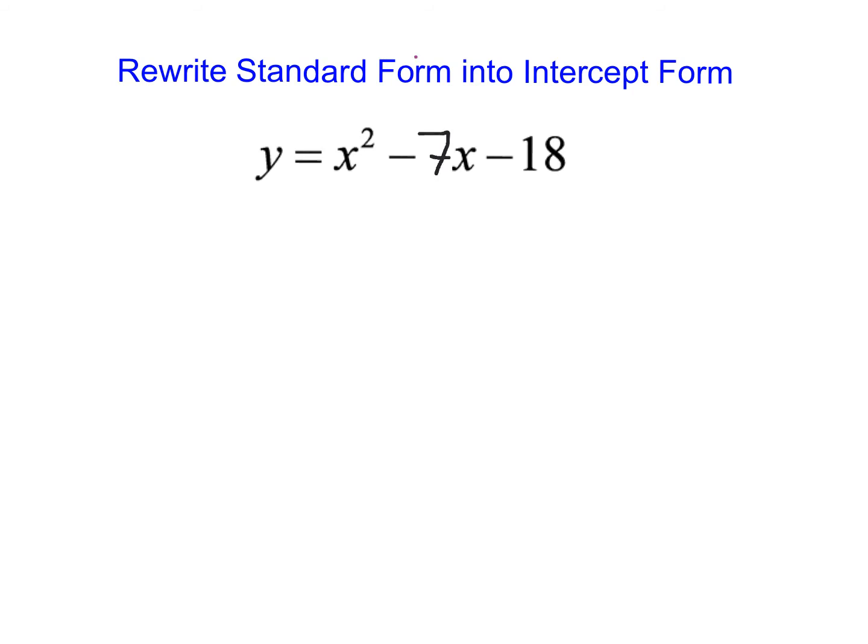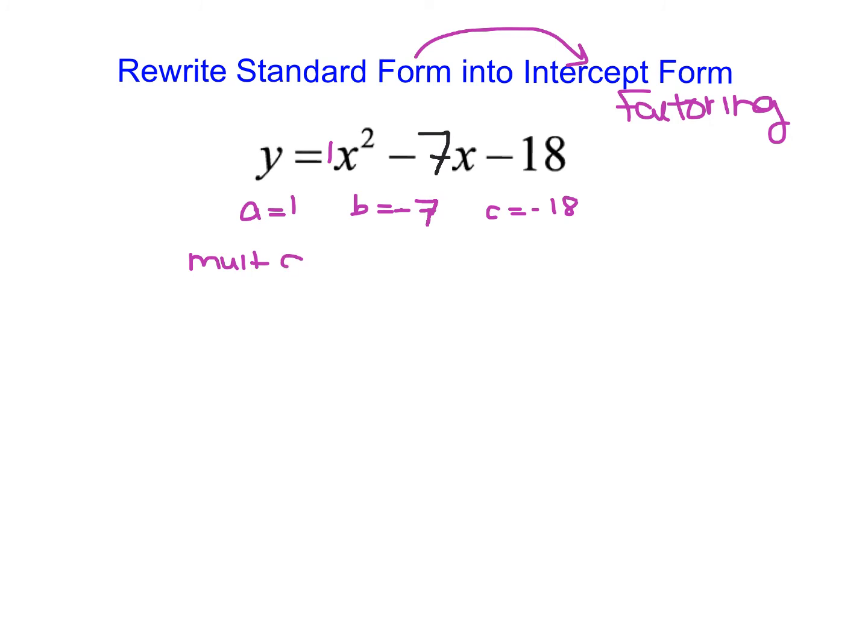So again, remember when we go from standard form into intercept form, we need to use our factoring strategies. And in this case, because we have a trinomial, we're specifically going to use our a, b, and c values and factoring by grouping to help us. So here we start off and we find our a value, which is 1, because if it's not there, the coefficient of x squared is 1. Our b value, which is -7, and our c value, which is -18.